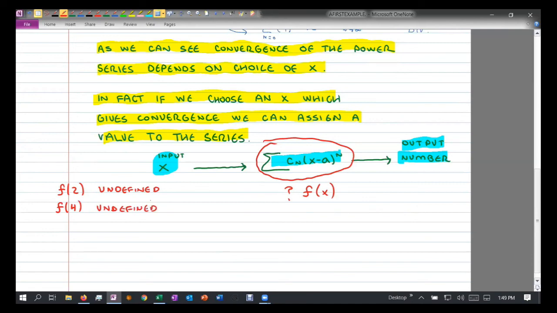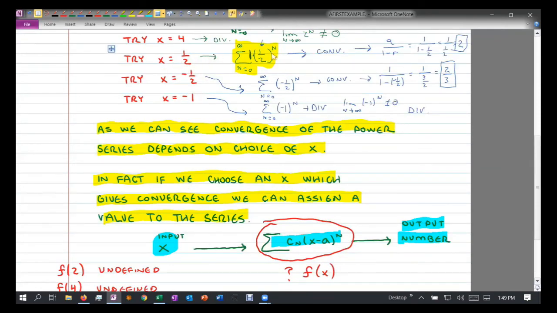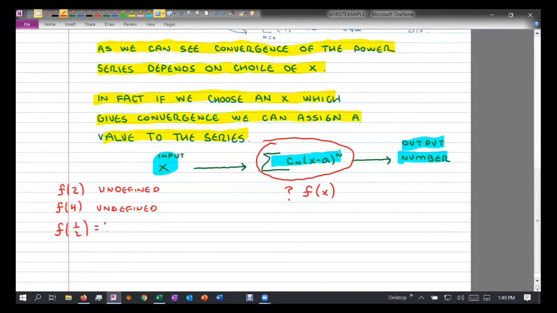Because our series diverges. What would f of 1/2 be? Now that converged, right? So what would that be? What did we get when we did that? Didn't we get 2? 2, okay, so we got 2, great. What happened when we plugged in -1/2? We got 2/3. 2/3, okay. What happened when we plugged in -1? Undefined.